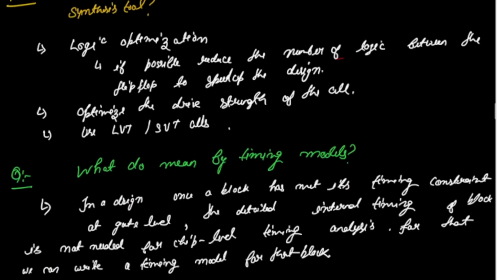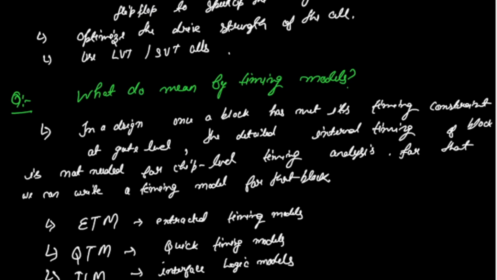What do you mean by a timing model? In a design, once a block has met its timing constraints at gate level, the detailed internal timing of the block is not needed for chip level analysis. For that, we can write a timing model for that block. It means if you have a design and the timing constraint is met at the gate level, the detailed internal timing of the block is not needed for the full chip level timing analysis. For that, you can write the timing model for that block only.